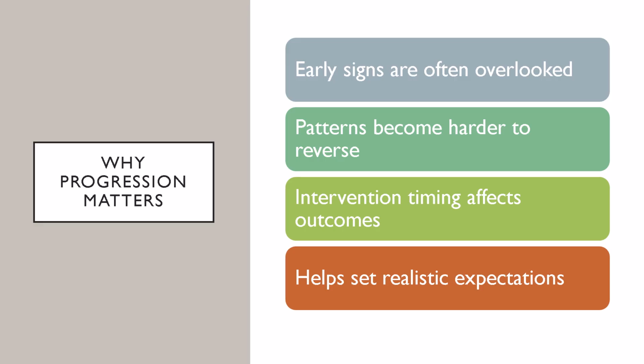So as the substance use progresses, patterns can become a little bit more ingrained and more difficult to change. And that's partly due to those neurobiological changes and partly due to behavioral reinforcement. So the longer that a pattern continues, the stronger that it becomes. And that's why timing is going to matter. Early intervention can prevent escalation, while the delayed intervention often requires more intensive treatment.